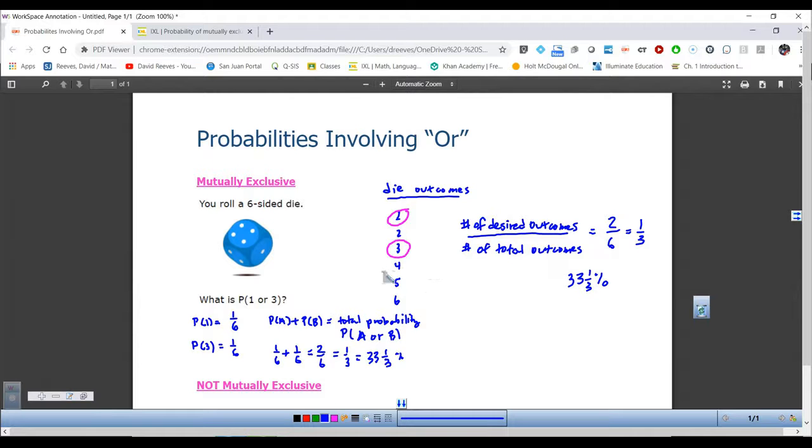So up here, I showed how to get the result just by listing out the outcomes. And here is a formula type of way. The probability of A plus the probability of B, assuming again that these are mutually exclusive events, will give you the probability of A or B, meaning they both cannot happen at the same time. Okay? So that's how you do mutually exclusive problems.